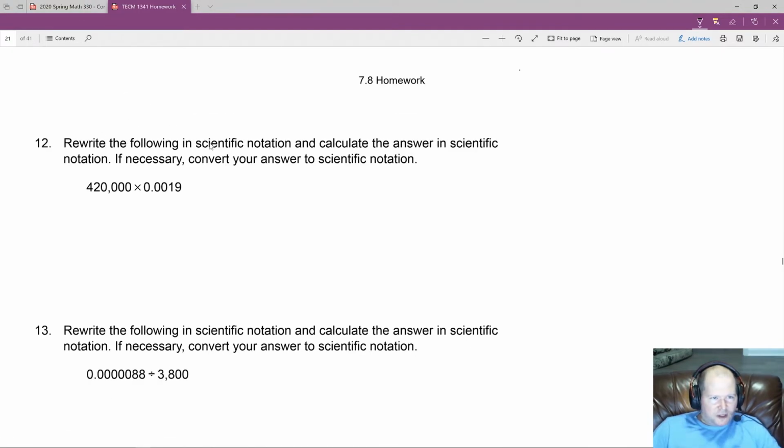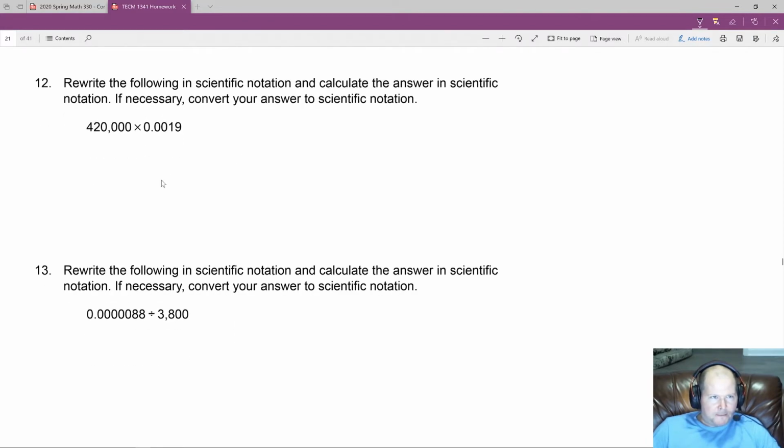So we want to rewrite the following in scientific notation and calculate the answer in scientific notation if necessary. Okay, let's convert everything to scientific notation. First, we're going to get the decimal behind the 2, so it starts off behind this last 0. We move it over 1, 2, 3, 4, 5 places. We end up with 4.2 times 10, and we moved over 5 places and it was bigger than 1, so that's a positive 5.